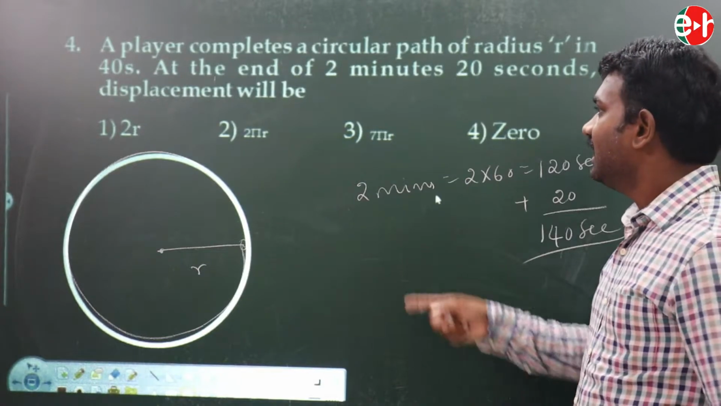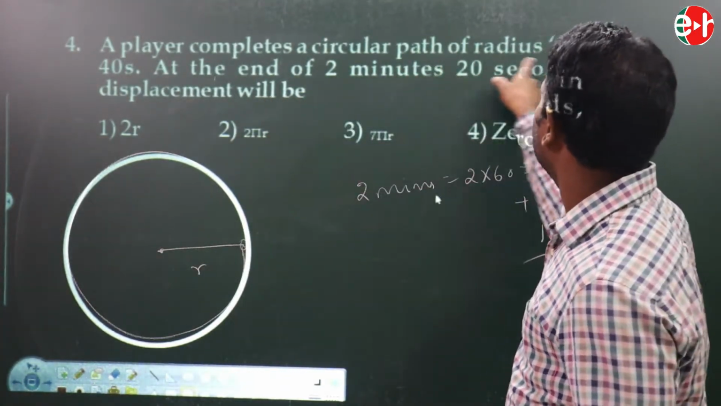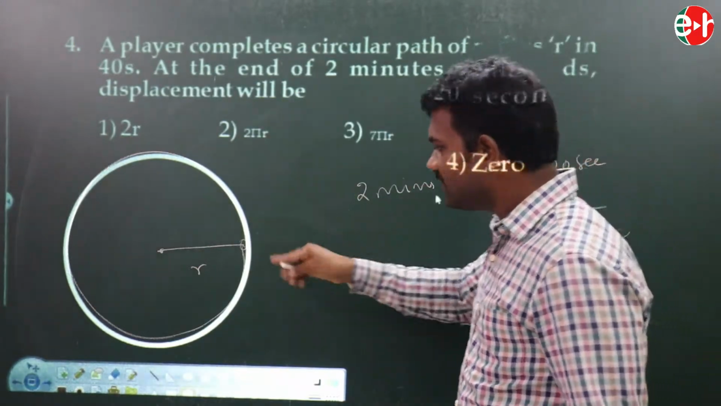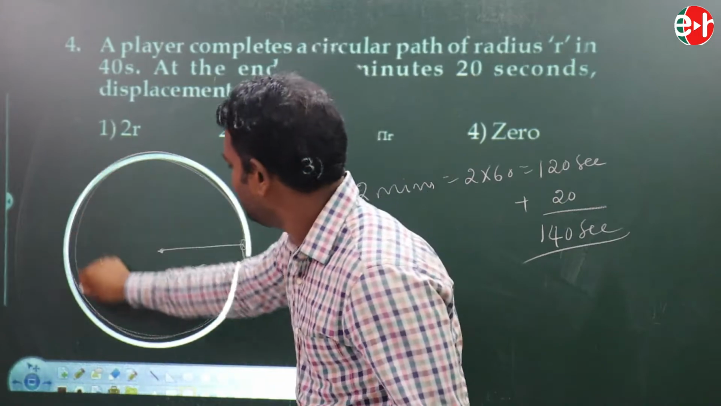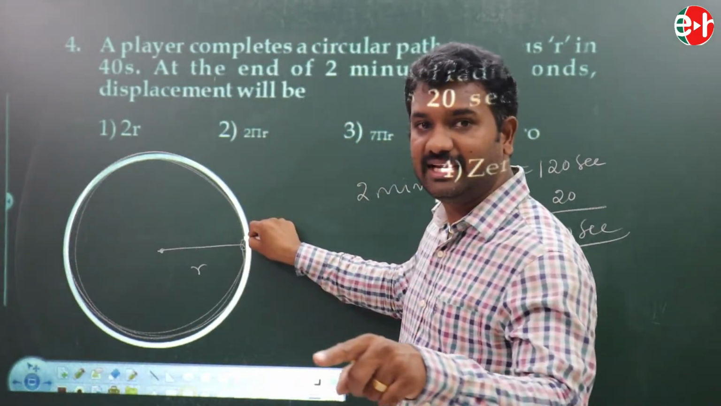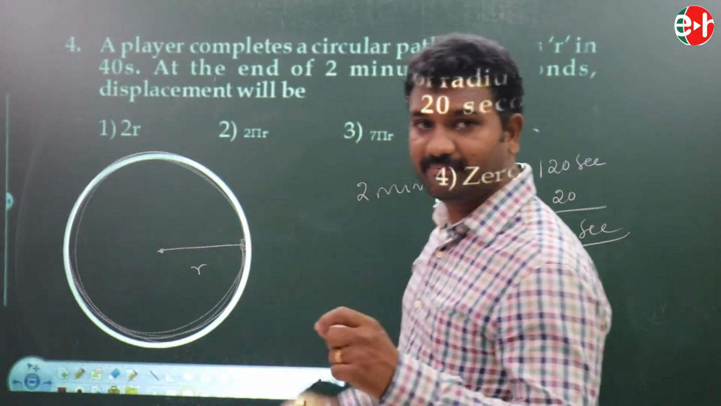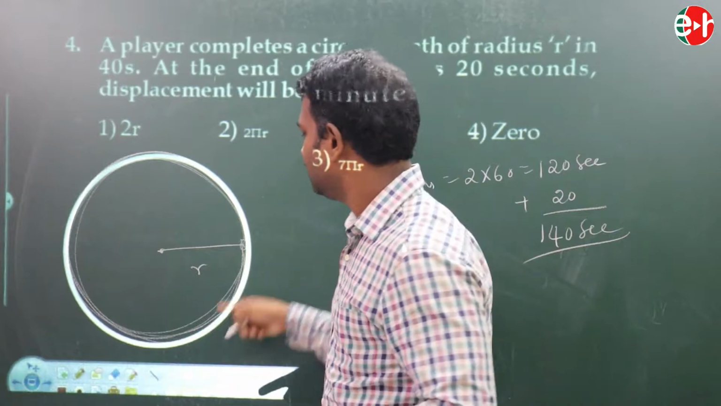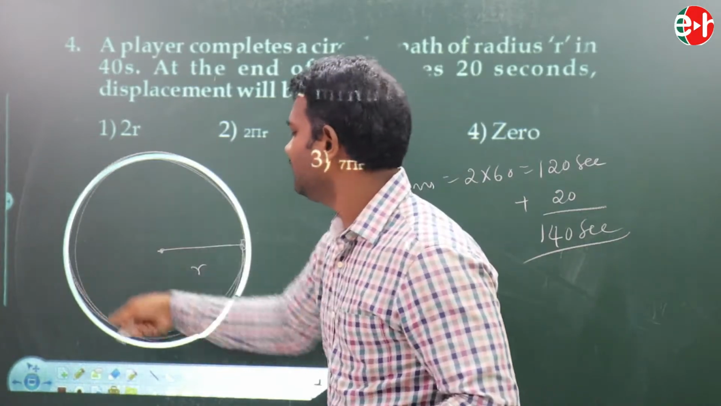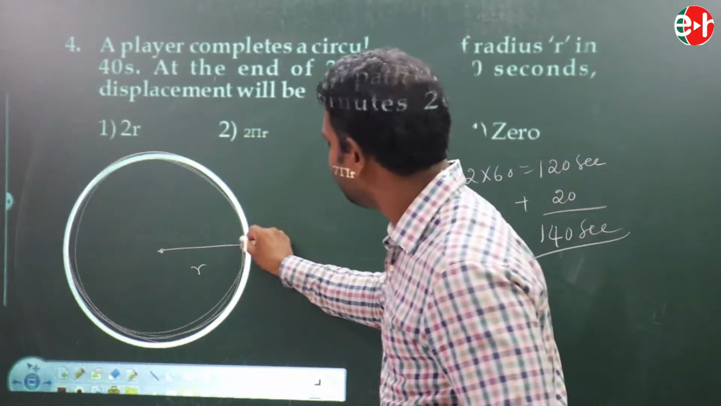As he is moving with uniform motion on a circular path of radius R, in 40 seconds, in the first 40 seconds, he completes one turn. Next 40, another turn, means 40 plus 40, 80. One more 40, so 120. First turn, second turn, third turn, means 120 seconds over. At the end of 120 seconds, he is here.